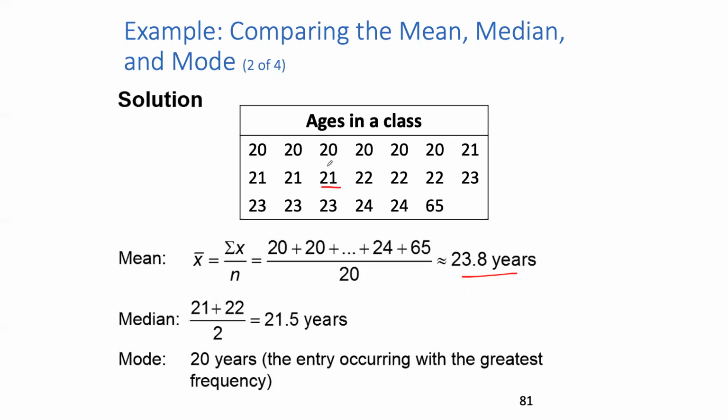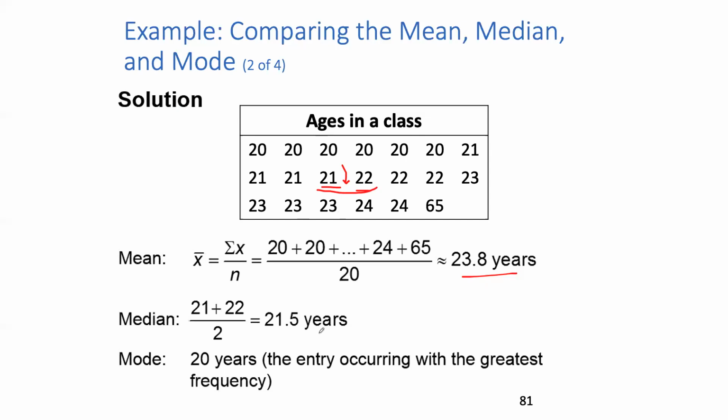I can't choose this to be the median, because then I have 9 entries to its left and 11 entries to its right. That's not exactly half. I can't choose 22, which is the 11th entry, because then I would have 10 entries on this side, but only 9 entries on the other side. So I would choose the midway point between these two to represent the median. The median is the average of the middle two entries, which is 21 plus 22 over 2, which is 21.5 years.